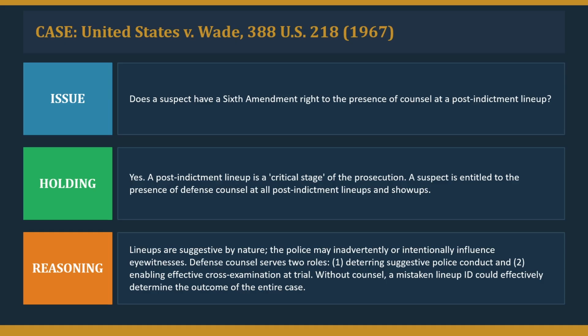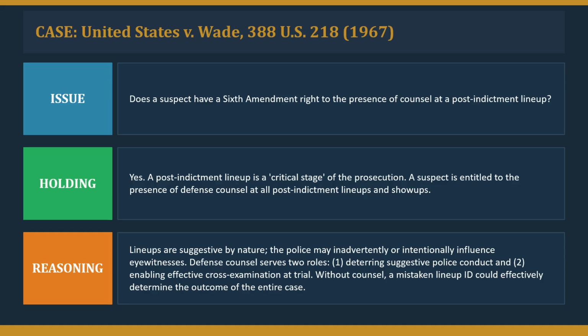United States v. Wade is the foundational case for the Sixth Amendment right to counsel at identifications, decided by the Supreme Court in 1967. The facts are straightforward. Billy Joe Wade was indicted for bank robbery. After the indictment, and without notifying Wade's attorney, the FBI placed Wade in a lineup and had bank employees view him. The employees identified Wade as the robber.